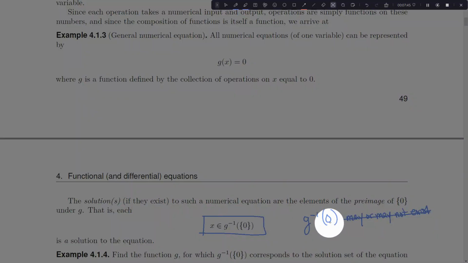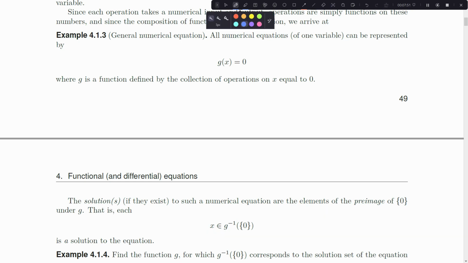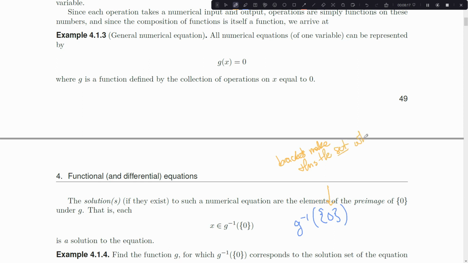rather than placing a number inside of the symbols which represent inverses, what we do is we still use the same symbols as inverses, g to the negative 1. So it's the inverse, but rather than placing a number in there, this 0 is inside of brackets, and the brackets make this the set which contains 0 as the only entry.